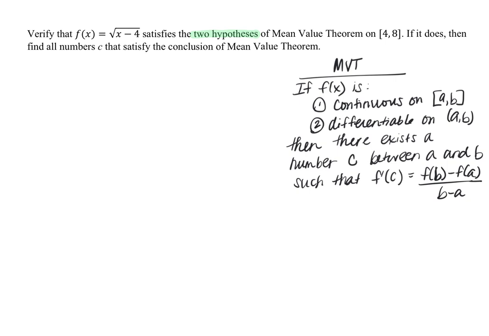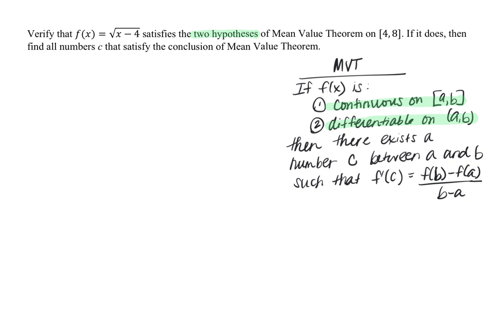The first is that the function must be continuous on the closed interval from A to B, and the second is the function must be differentiable on the open interval from A to B. So we have to discuss both of these and verify and prove that this function is both continuous as well as differentiable. Let's start with continuity.